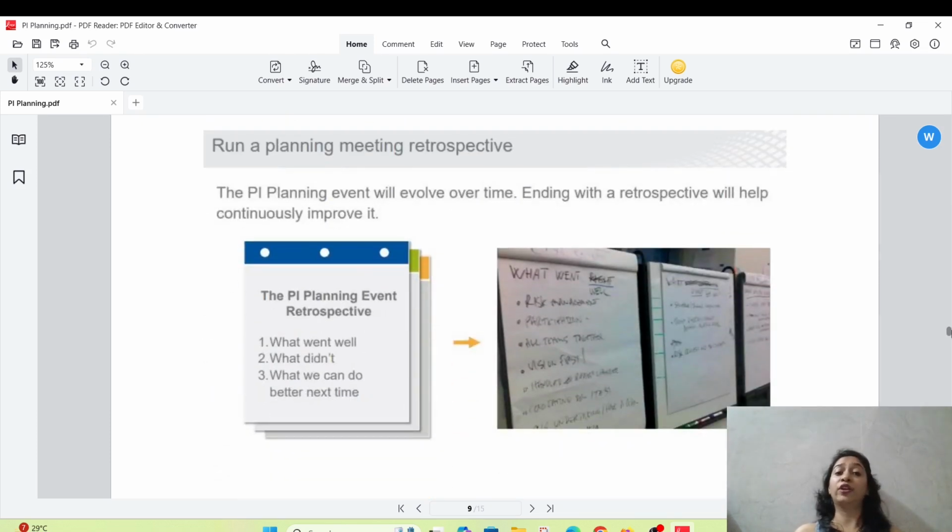Then run the planning meeting retrospective. The PI planning event will evolve over time. Ending with the retrospective will help to continuously improve it. This is the last stage of PI planning on the second day. In the PI planning event retrospective there are three very important questions: what went well, what didn't, and what we can do better next time. You can see it in the diagram also.